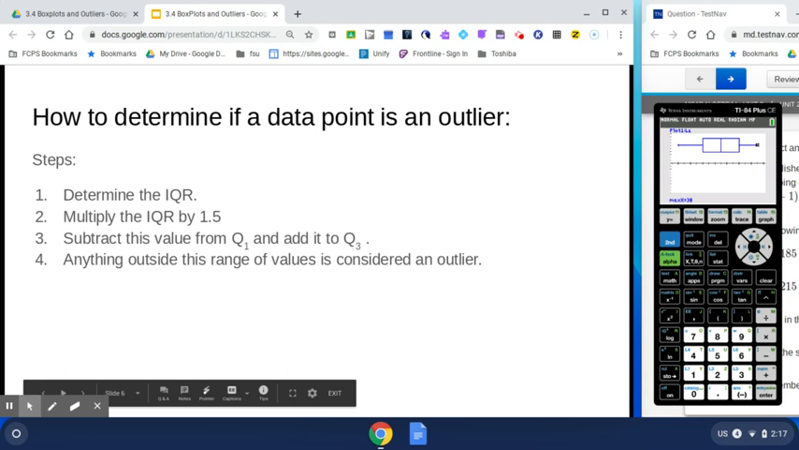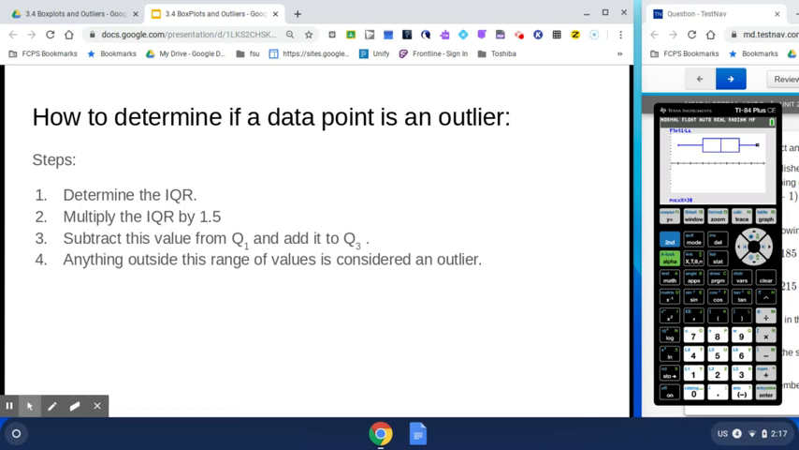We need to talk about how we determine if a data point is technically an outlier. So there are 4 steps in this process. First, we have to find the IQR, the interquartile range. Remember, we find that by subtracting Q1 from Q3. We then multiply the IQR by 1.5. We take that value and subtract it from Q1 and add it to Q3. This will give us a range of data values. Anything outside of that range is then considered an outlier.